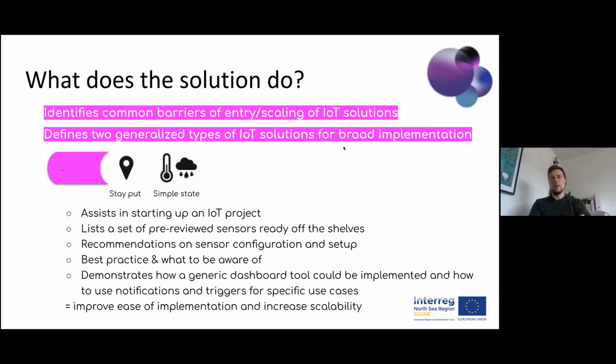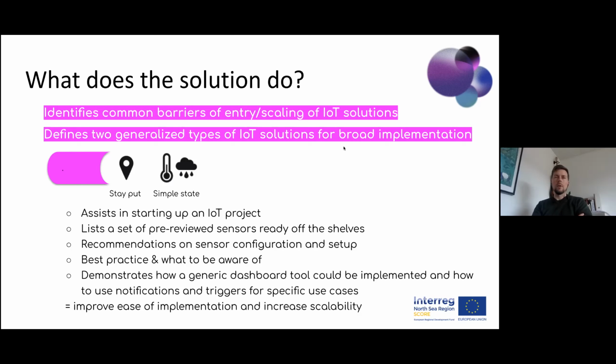We have a list of pre-reviewed sensors that can be pulled down from the shelf and implemented in a lot of different use cases. We have some recommendations on how to configure and set these up. We have some best practices for implementing these solutions and what to be aware of, both in terms of systems and data, and also the physical implementation of these devices.